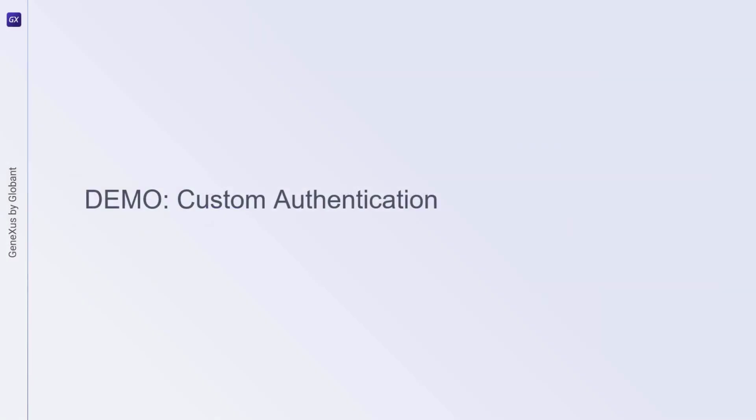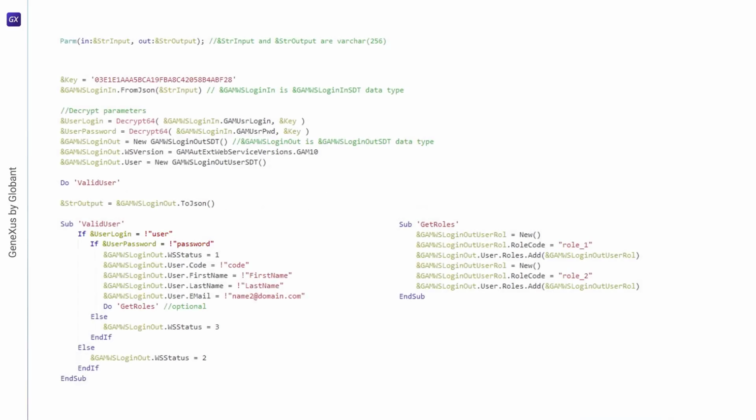Third demo, custom authentication. To perform a custom authentication, we must create a procedure. In the Genexus wiki, you can find the example shown on screen with a very simple logic already defined. It's up to the developer to modify it as needed.